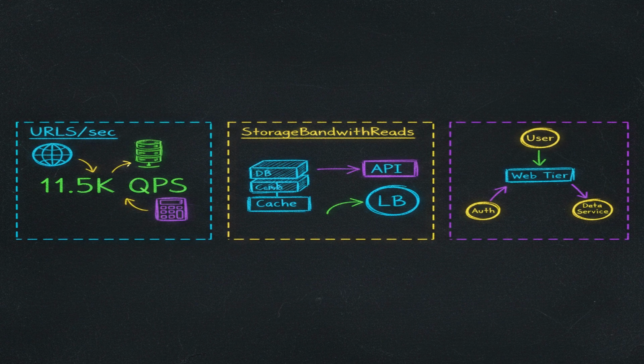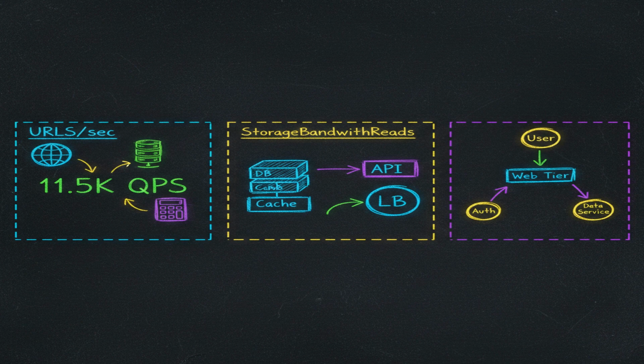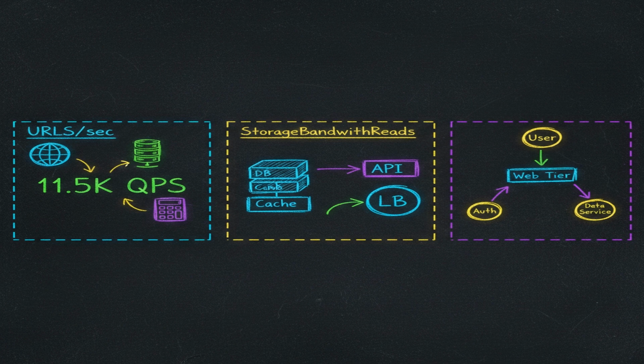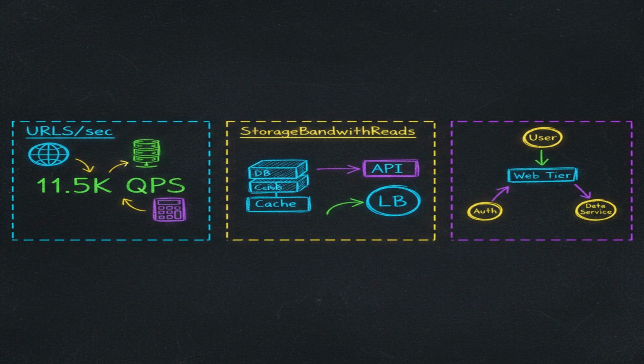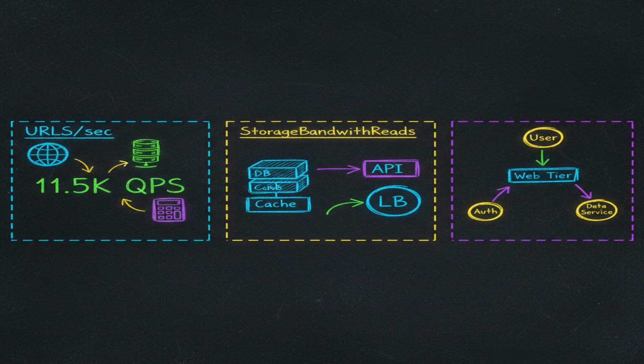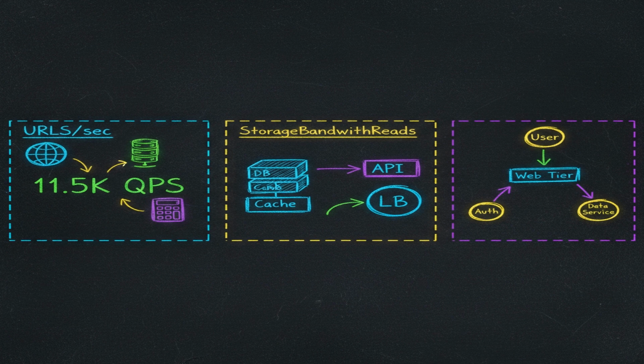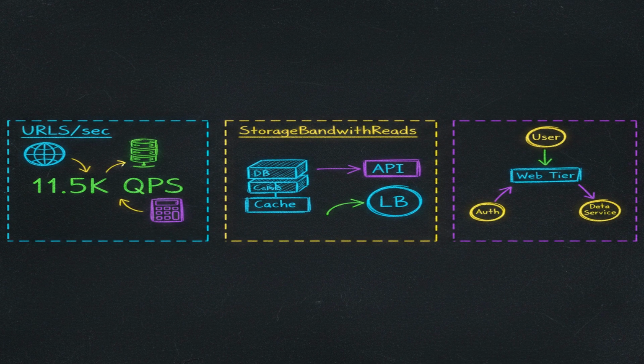For bandwidth, assuming 100 redirects per shortened URL per day, and each redirect is 1 kilobyte, that's 100 kilobytes per shortened URL per day. Multiply that by 10 million URLs, and we get 1 terabyte of bandwidth per day. This is where most people get it wrong. They underestimate the bandwidth requirements. Remember this, it comes back later when we discuss CDN costs.